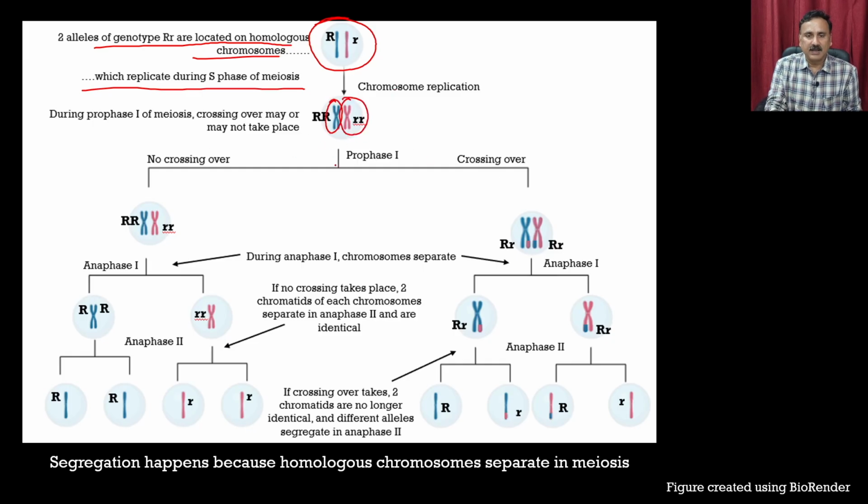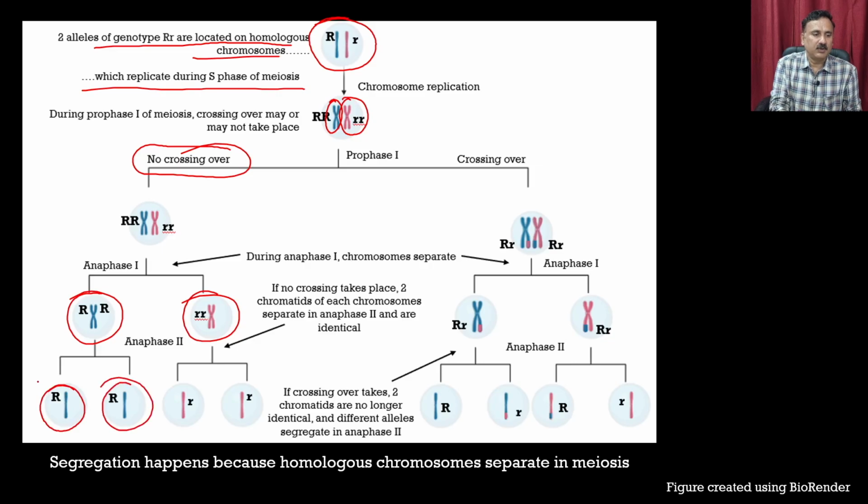And then you are going to have three different possibilities, right? If there is no crossing over, then it will remain like a pure strain. Within the anaphase, RR is going to be separated and form one gamete, and the small r is also going to be segregated. Ultimately, after anaphase 2 of meiosis, you are going to have four gametes: two for capital R, and then the small r.